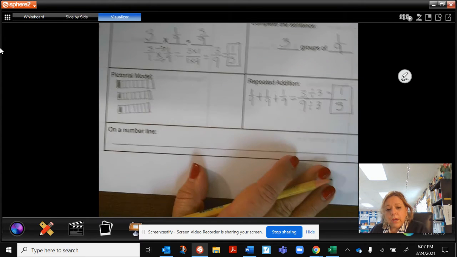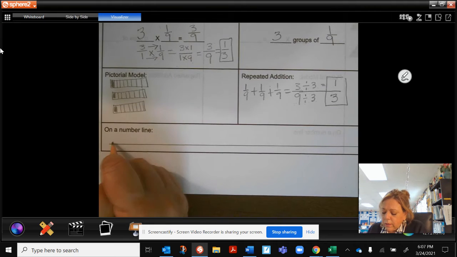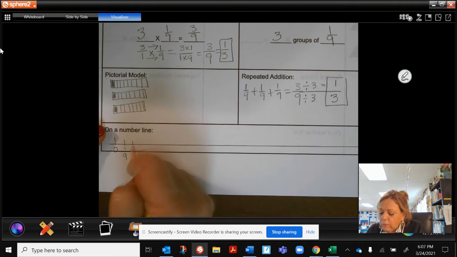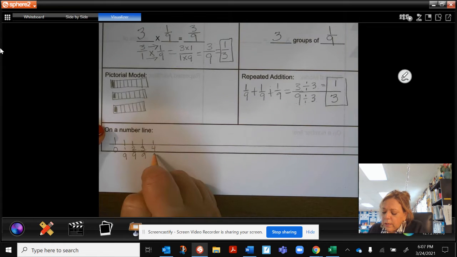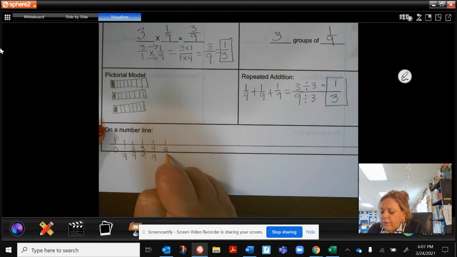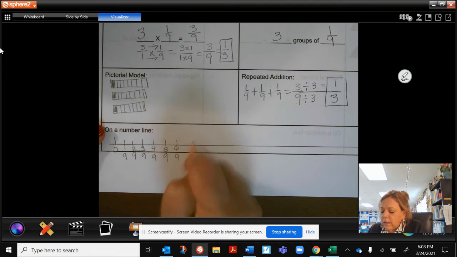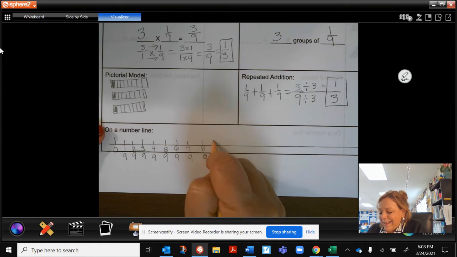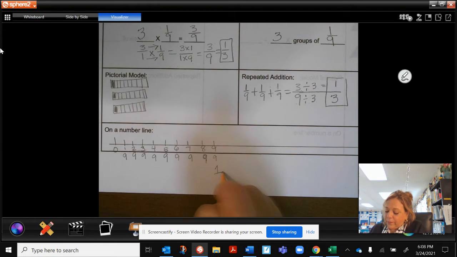Now let's picture this on a number line. This is going to be my 0. I'm going to put 1/9, 2/9, and use this as my dividing bar. 3/9, 4/9, 5/9, 6/9, 7/9, 8/9, 9/9, which is also equal to 1 whole.